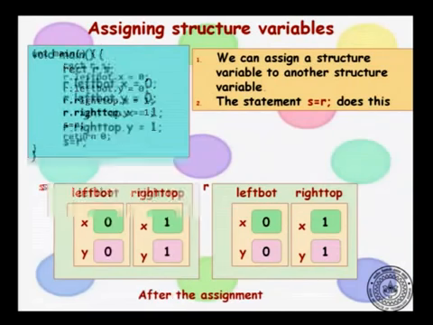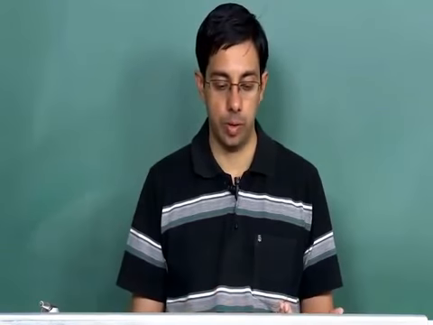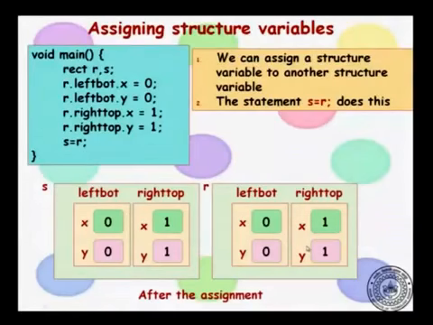When you do s equal to r, it is very nice. What it does is that s's left bottom dot x will be assigned 0, s's left bottom dot y will be assigned 0, s's right top dot x will be assigned 1 and dot y will be assigned 1. So, what happens is it goes into the structure r and copies it entirely, in its full depth, into s. It is not just that left bot and right top are copied, its internal fields are also copied into s.